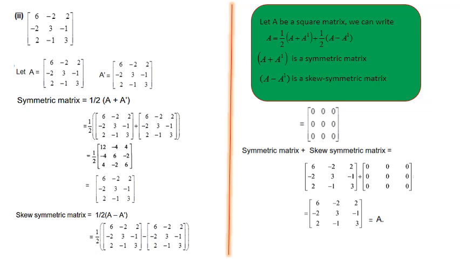So here just keep in mind that if you are asked to write a matrix as a sum of symmetric and skew symmetric, you have to go for 1 by 2 into A plus A transpose, that is the symmetric matrix, and 1 by 2 into A minus A transpose, that is the skew symmetric matrix. Hope it is clear.